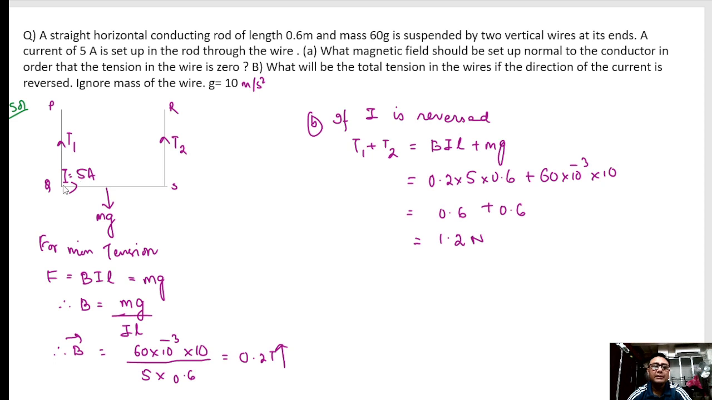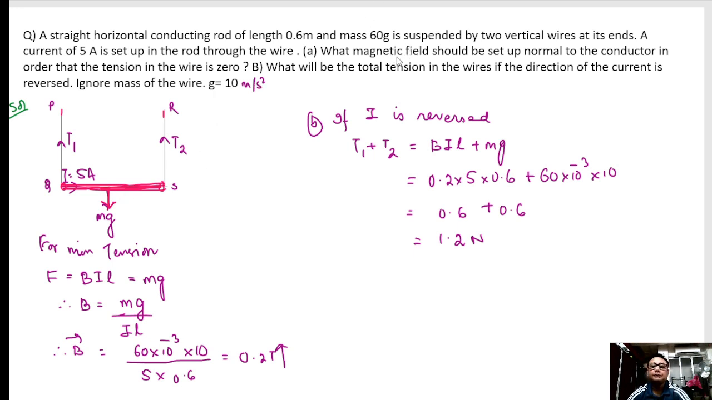Now see friends, there is a conductor here, whose weight is hanging down. It is supported by two strings. So there is a tension T1 and T2. Now this conductor is carrying a current of 5 ampere like this.